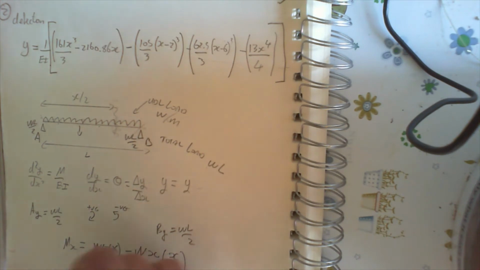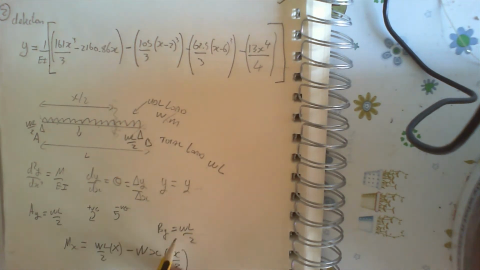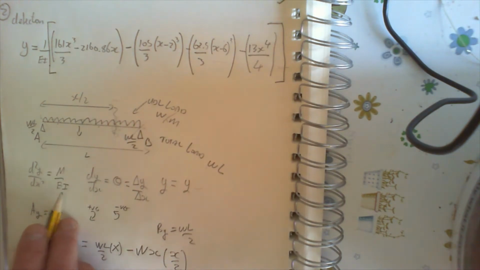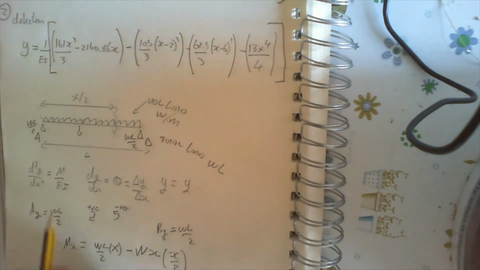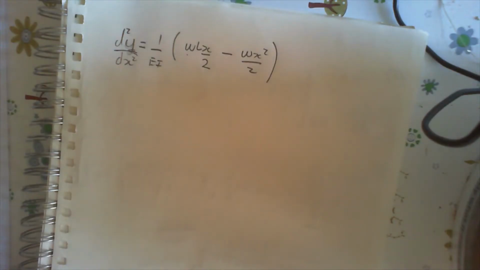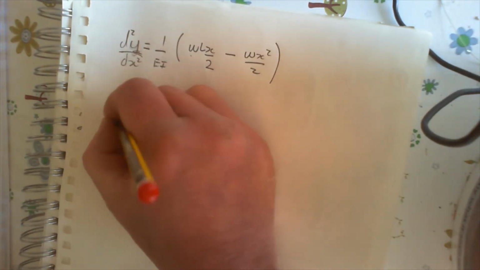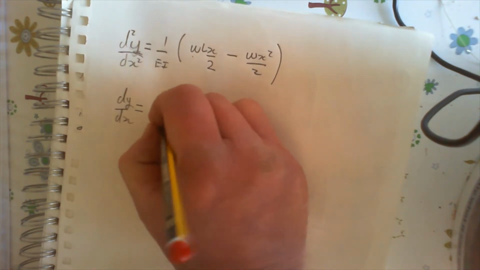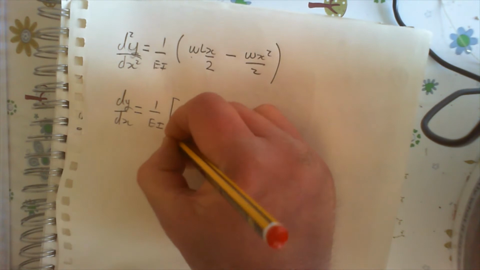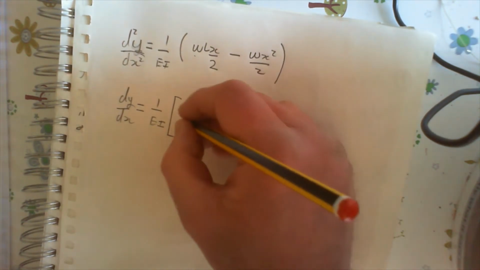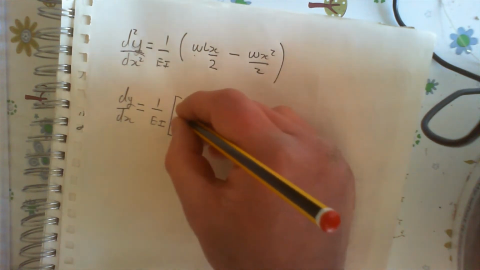Right, now all we need to do is integrate this bit twice and multiply it by 1 over EI. We'll integrate it once, multiply it by 1 over EI, that will give us the slope, integrate it again to get y, which gives us the deflection. So we want to integrate this function here to get the slope. So let's see now, we're going to end up with dy/dx equals 1 over EI, and we can take this omega L out.